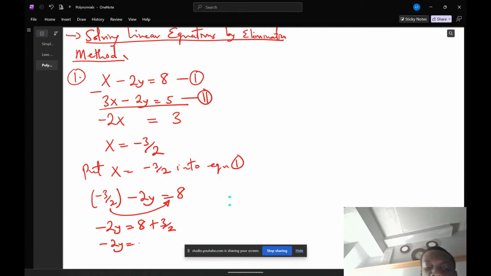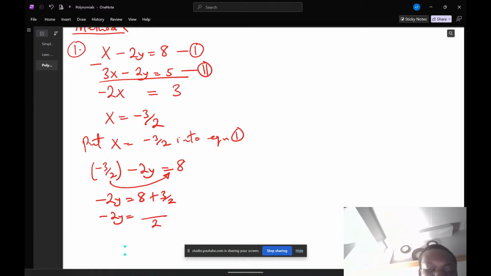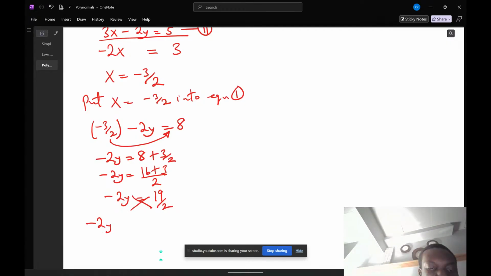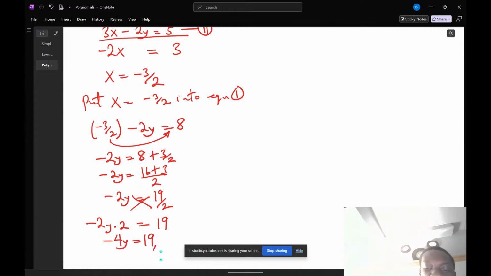So now let's find the LCM of 1 and 2. That's 2. So 2 divided by 1 is 2, 2 times 8 is 16, plus 2 divided by 2 is 1, 1 times 3 is 3. So we have minus 2y is equals to 16 plus 3 is 19 over 2. In this case, we can cross multiply. Minus 2y times 2 is equals to 19. Minus 4y equals to 19. So in that case, y is equals to minus 19 over 4.